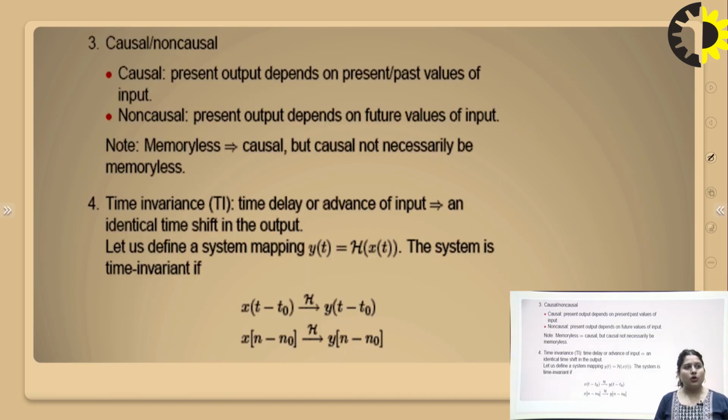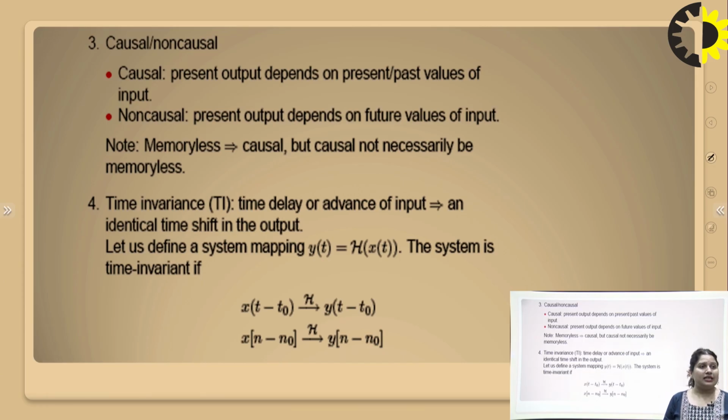Third category is causal and non-causal. Causal systems are those systems which depend on the present as well as the past values, not on the future. And the non-causal systems are those which depend on the present output, also on the future values of the input. So in the non-causal case, with the present we have some future values. In the causal case, with the present we have the past values also.